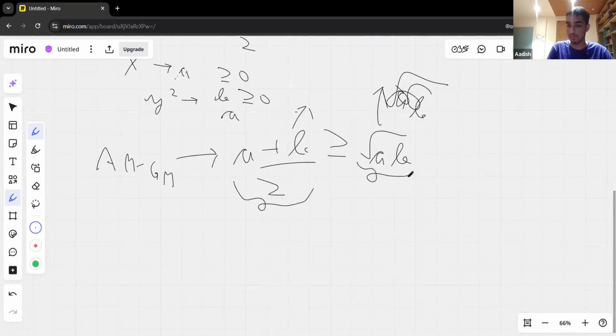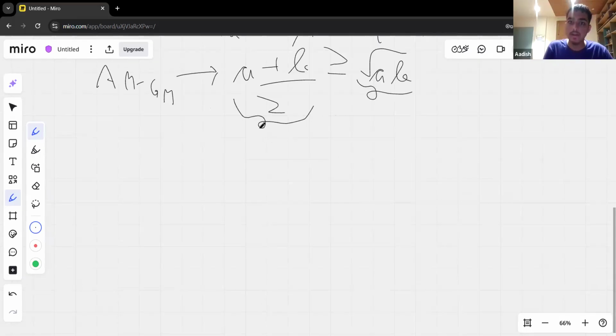(a + b)/2 is greater than or equal to root ab. Yes. Okay. Very good. Now, the thing about this inequality is that it can be generalized. So what do we have? We have taken two numbers and taken their average in two different ways: one by adding them and halving, and one by multiplying and square rooting.